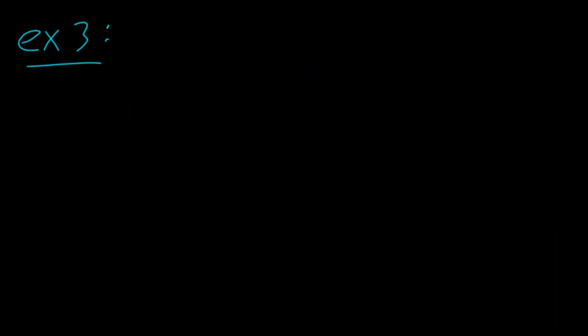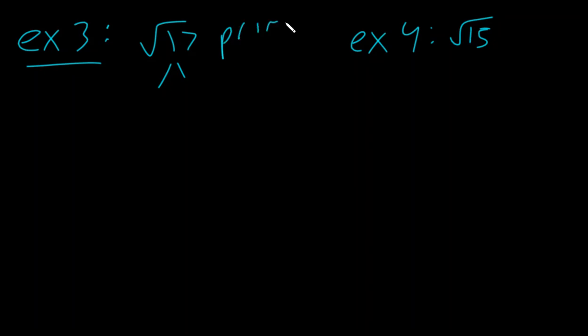Okay, so let's take a look at example 3, the square root of 17, and example 4, the square root of 15. Now these are two special cases. Let's take a look at 17. Can 17 be divided by any number other than 1 or 17? And the answer is no, and in fact 17 is what we call a prime number. It really can't be broken down. Since 17 can't be broken down, the square root of 17 simply simplifies to the square root of 17.